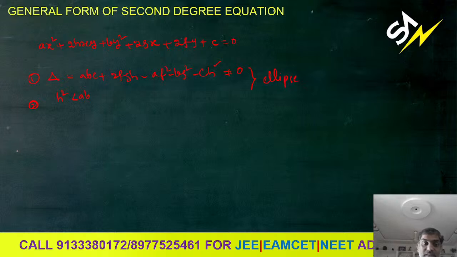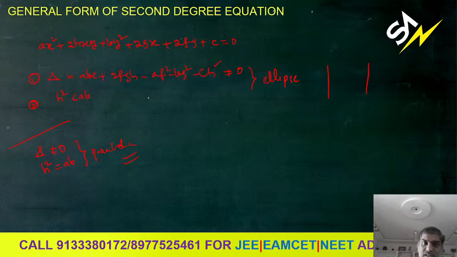In the last class, what we have discussed? In the last class, we have discussed that delta not equal to 0 and H square is equal to AB. In that case, we can get a parabola. This is our last class. And this delta can also be determined with the help of the det form. We can use this det form also to get this.